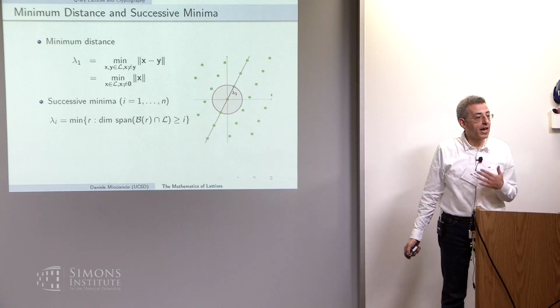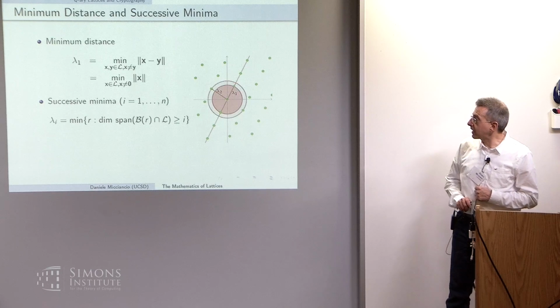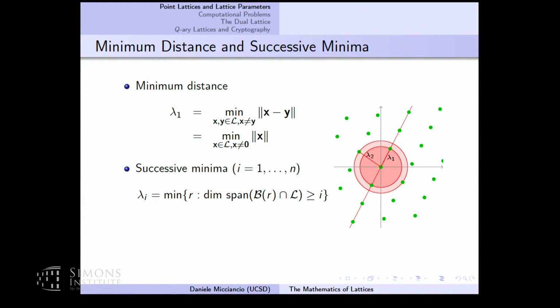But these points are on a line. So they span a one-dimensional space. If you take a bigger ball, then you may find a vector which is not in the line spanned by the first vector. So you will get a linearly independent lattice point which is slightly longer, and the radius of this larger ball is called lambda 2, the second successive minimum of the lattice. Well, in 2 dimensions, that's where it stops. In n dimensions, you can go beyond 2. You can go all the way up to lambda n.